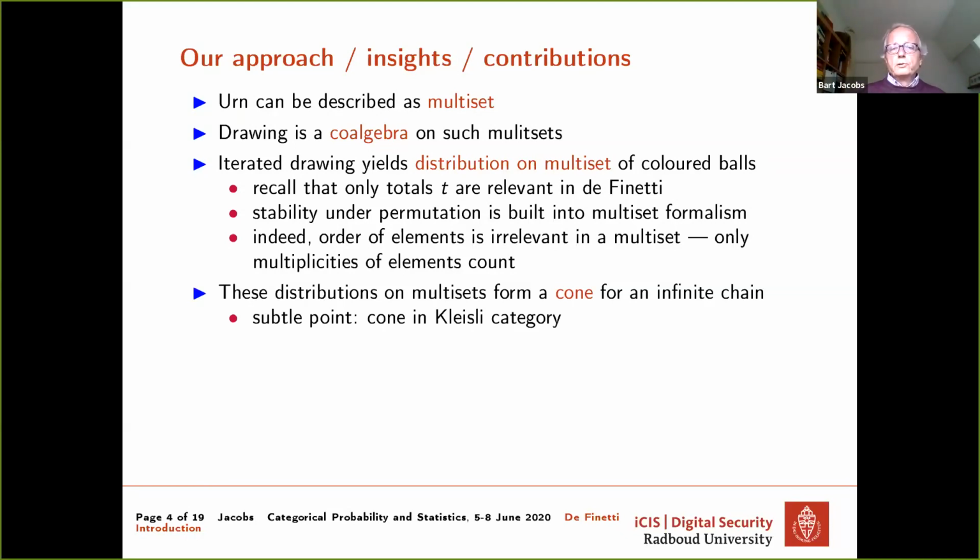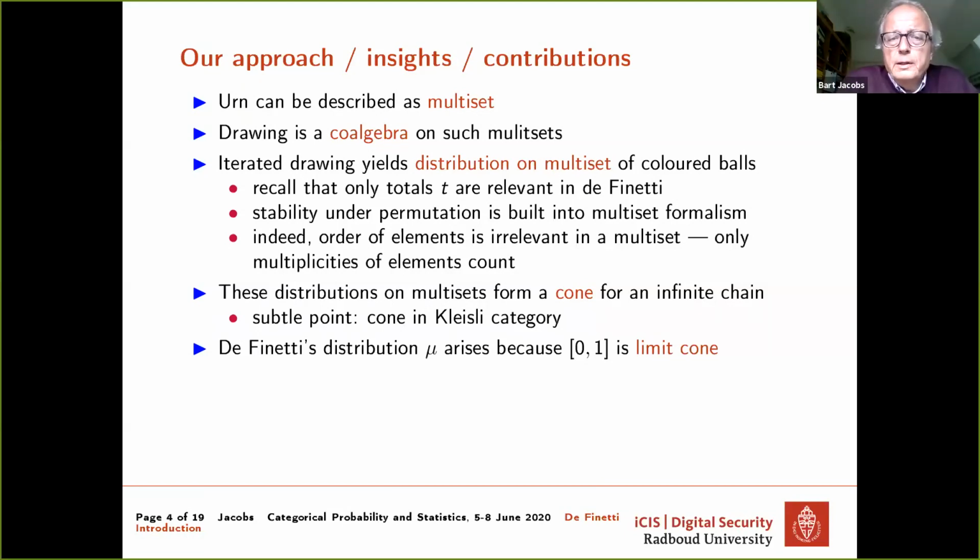These distributions on multisets form actually a cone for an infinite chain. And here we're going to move in the direction of a limit structure. And the chain and the cone live in a Kleisli category. So here some monad structure is appearing. And de Finetti's distribution mu that I had on the previous slide arises because the unit interval [0,1] is the limit of this chain. So actually, this is the heart of the matter: de Finetti's statement is actually a limit statement in a suitable Kleisli category.